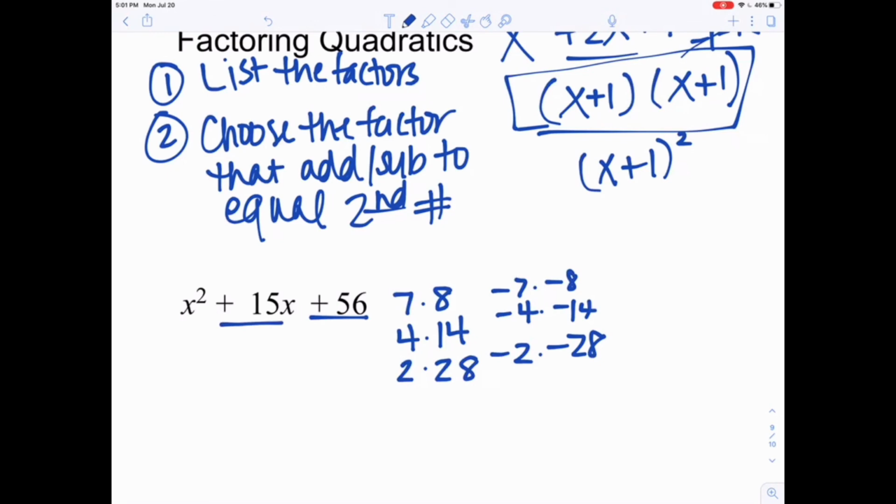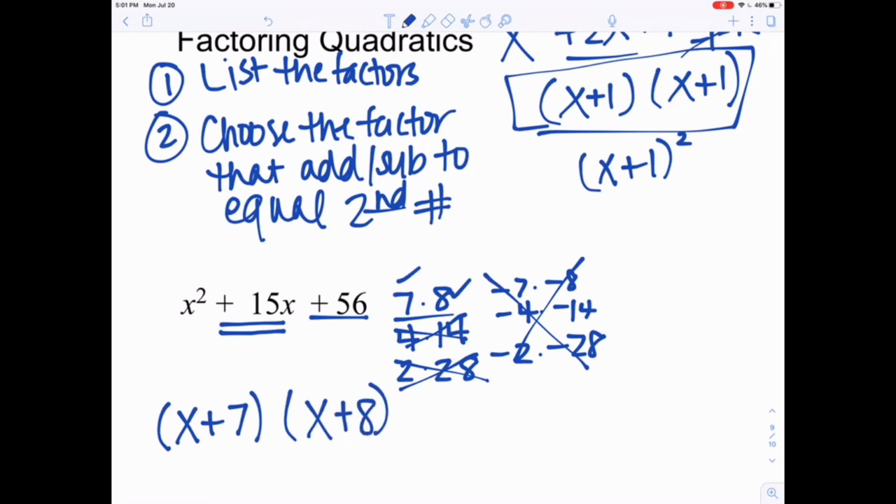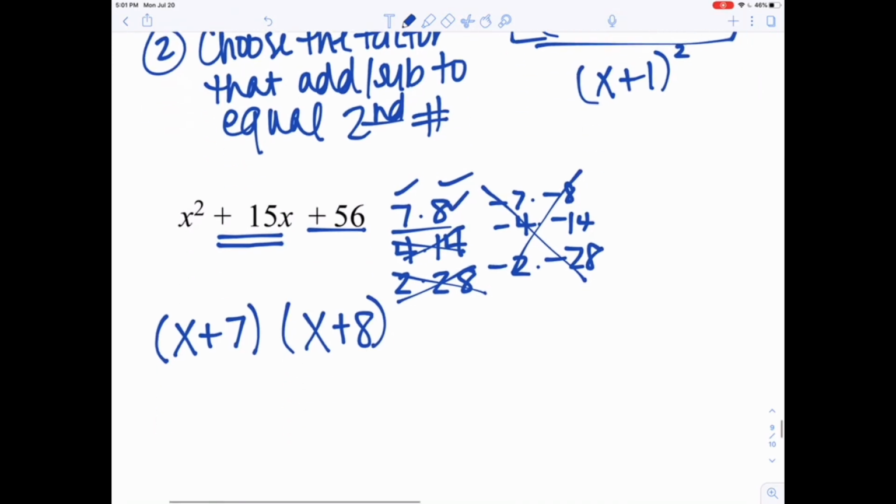Now, that was step 1. Step 2 is I'm looking for something that adds up to give me positive 15. So immediately I can eliminate these negatives because they're going to give me a negative. So here we go. 7 plus 8 gives me positive 15. So we found our winner. 4 plus 14 gives me, sorry, 18, and 2 plus 28 gives me 30. So I'm going to set up my equation now. X plus 7, I use the first one, and the second one is going to be x plus 8. And that's it. Okay? Let's go ahead and try another example.